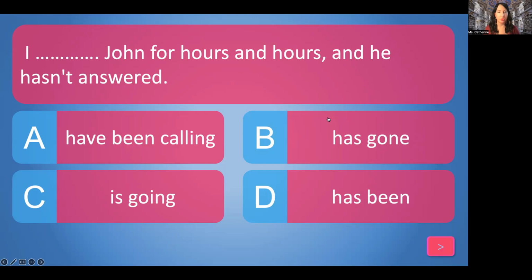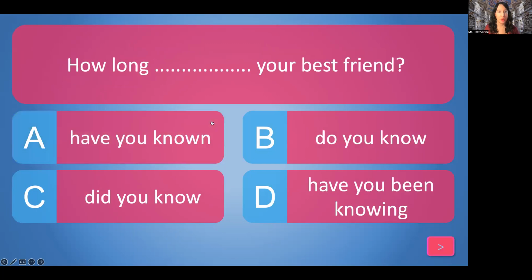Let's see if we get this right together. Oh no. That's right. It's a duration. I have been calling John for hours and hours and he hasn't answered. That means I keep doing it. I did it in the past up to now, and I keep doing it, but he still hasn't answered. Okay, that's when we use "still" here, right? Good job.